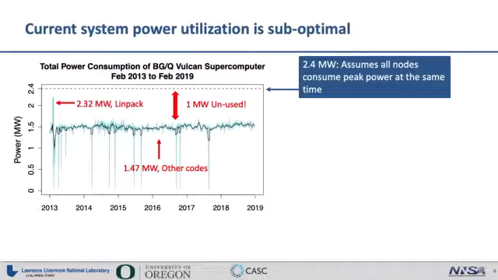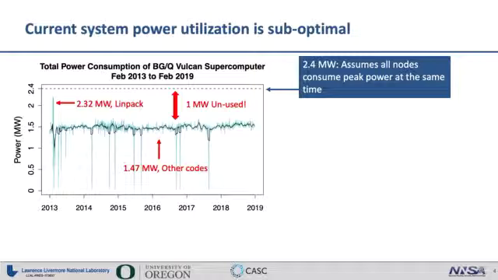So here I'm showing the system power usage for the BlueGene/Q supercomputer at Lawrence Livermore, known as Vulcan, over the course of several years, dating back to February of this year when the system was retired from use. This system is provisioned for 2.4 megawatts of power, and this number is derived assuming every node in the system will consume peak power at the same time.